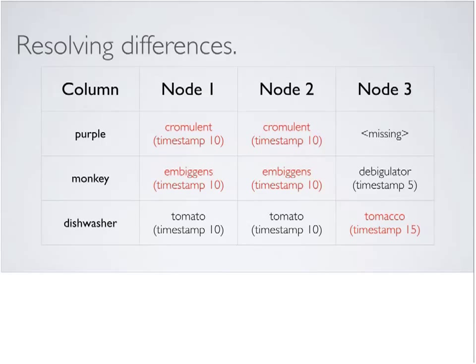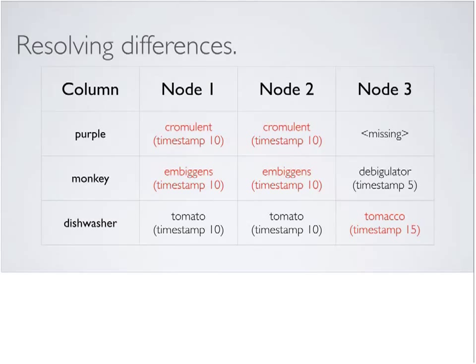So in our coordinator on node 4, if it does a read and node 3 is back online, and the particular hint hasn't been replayed or something, we might have a situation like this. We want to read the purple, monkey, dishwasher columns, and we read from nodes 1, 2, and 3, and they all come back with different values. We choose the value that has the highest timestamp. So in the case of the purple column, nodes 1 and 2 have cromulent and timestamp 10, so we use that. Node 3 didn't have a value. On the monkey column, node 3 has a value, but its timestamp is less. It's 5, and the others are 10.